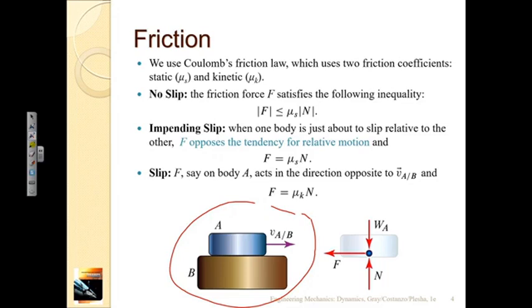I need to figure out the relative velocity. So if B is standing still, and A appears to be moving 2 meters per second. It's moving this way. All right, now that I know the relative velocity, I can say, hey, the friction opposes that relative motion.